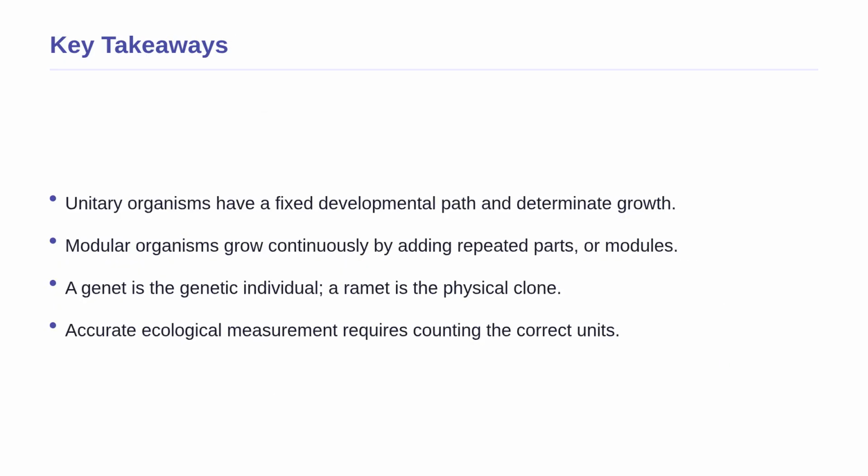We have covered a lot of ground today, so let us summarize the most important ideas. First, we learned that unitary organisms have a fixed developmental path, making it easy to equate one physical body with one genetic individual. Second, we discovered that modular organisms grow by continuously adding repeated parts, forcing us to look at populations differently. Third, and most importantly, we must always distinguish between the genetic individual, known as the genet, and the physical modules, known as ramets.